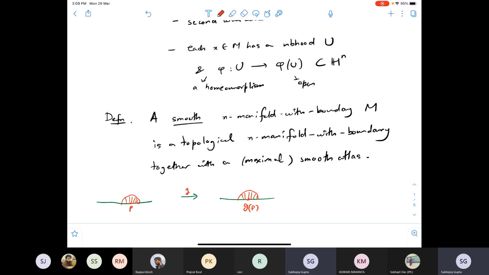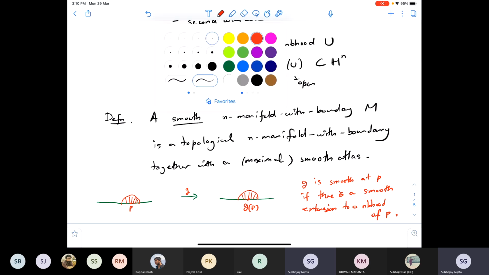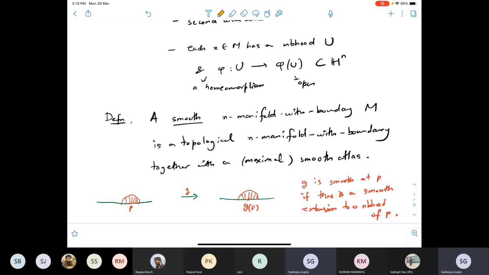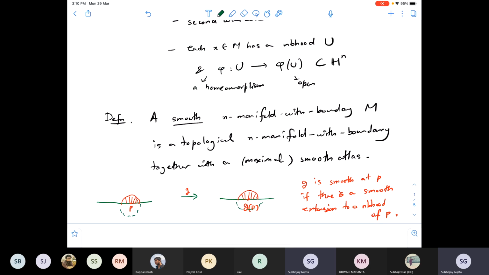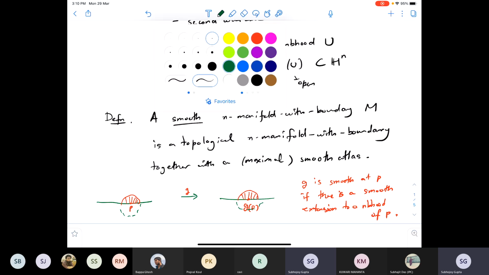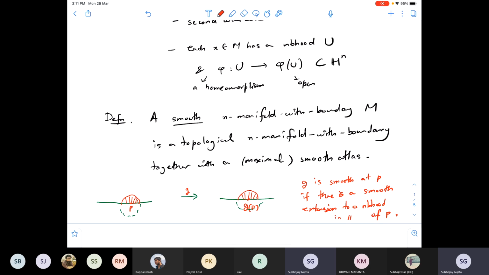Well, this is easy. So G is smooth, let's say at P, if there is a smooth extension to a neighborhood of P. And you can show that this is well defined. If you want to show that a map like this is smooth at the point P, where it's really only defined in the half space, then you say that it's smooth if there's some neighborhood in R^n of P on which it admits a smooth extension.